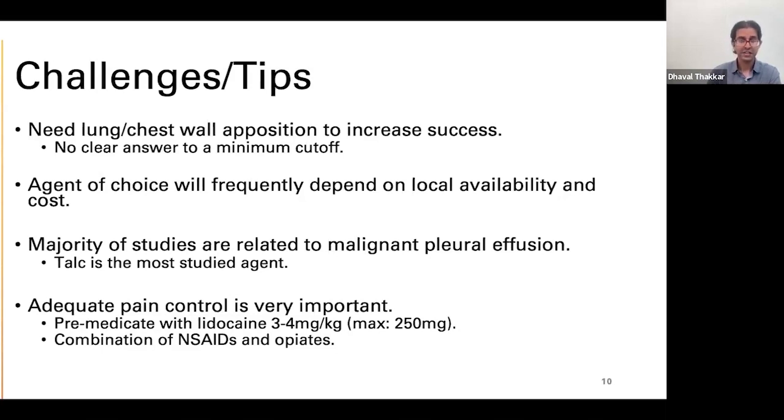The other important thing you have to consider is adequate pain control. So pre-medicating with lidocaine is very important. And then post-procedure medications to have charted available for your patients, NSAIDs and opiates, because this can be quite painful. Everybody's a little bit different. Some patients have a significant amount more pain than others, but you have to definitely consider this.